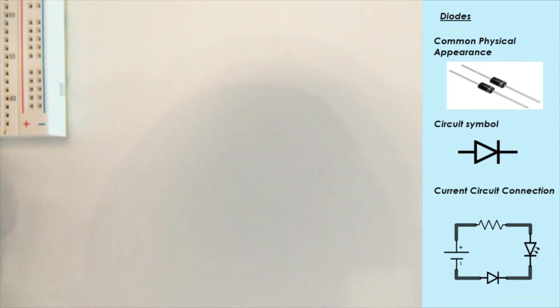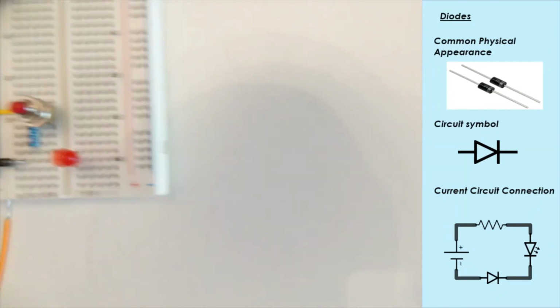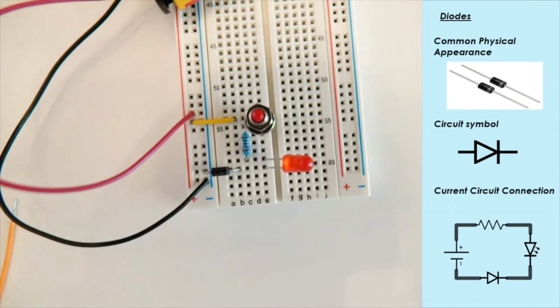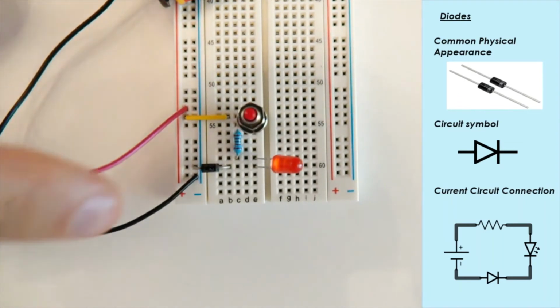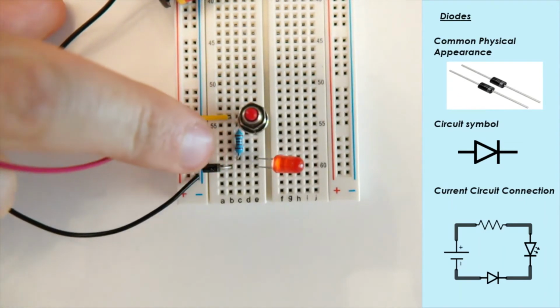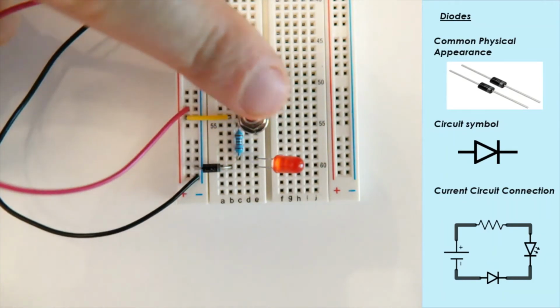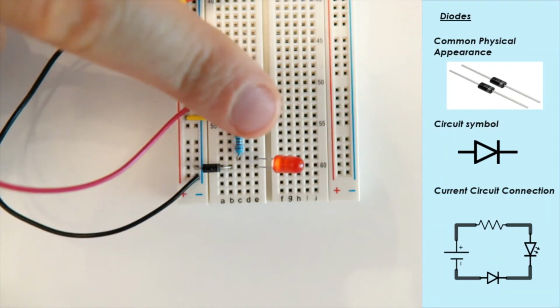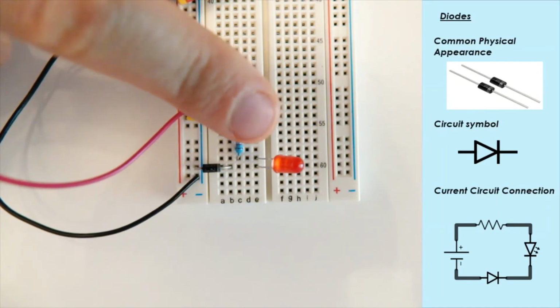But now if we turn the diode around, so it's facing towards the LED, when we press the switch, nothing happens because it's stopping the flow of current in that direction.